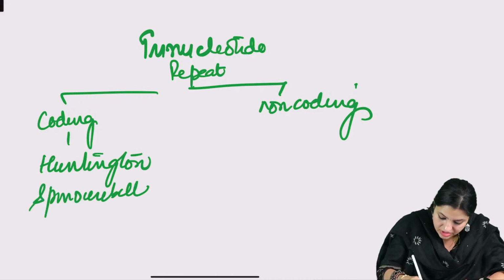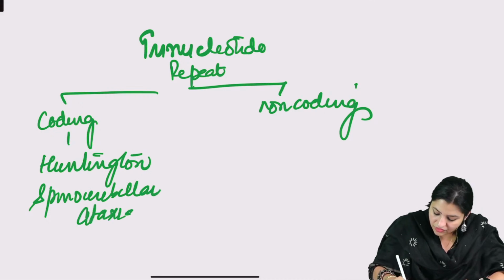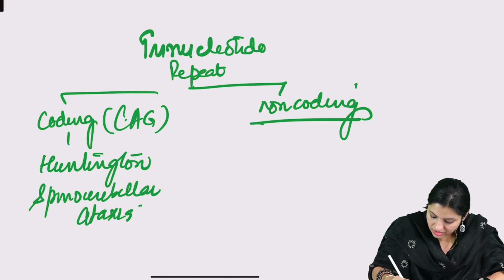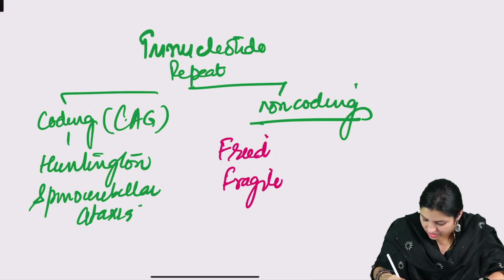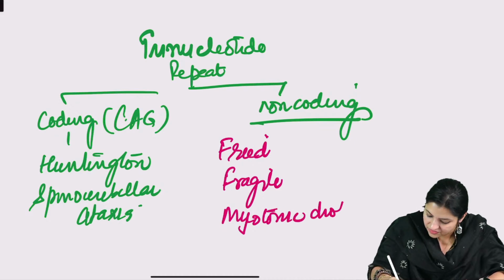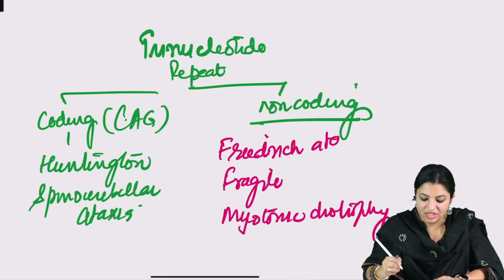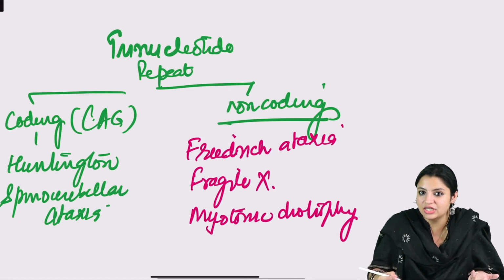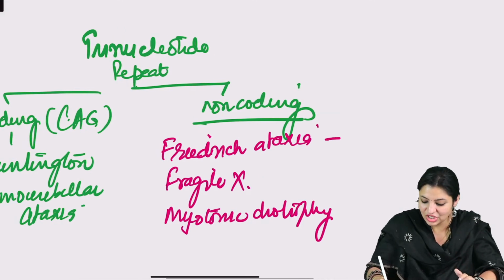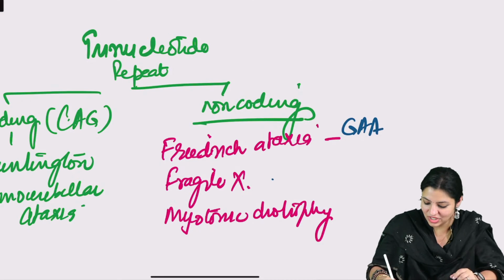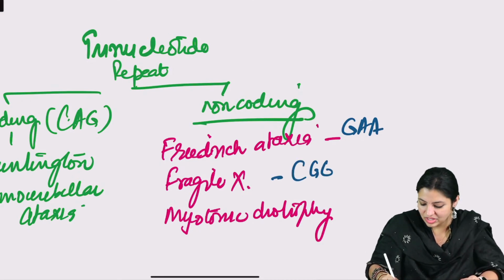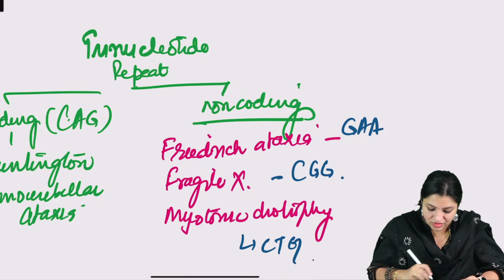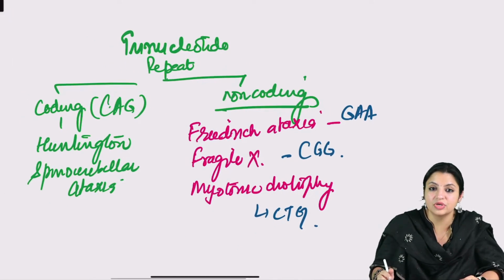And in all of these, the sequence is always CAG. Whereas in non-coding, when I'm talking about, this is fragile muscle. Okay, muscle is myotonic dystrophy. Fried is Friedreich ataxia, and fragile is Fragile X. Everybody knows Friedreich is fried foods you don't eat nowadays, GAA. Fragile X is mentally retarded, so CGG. Okay, and myotonic dystrophy, the repeat is CTG, right? So these are trinucleotide repeat diseases which you should know.